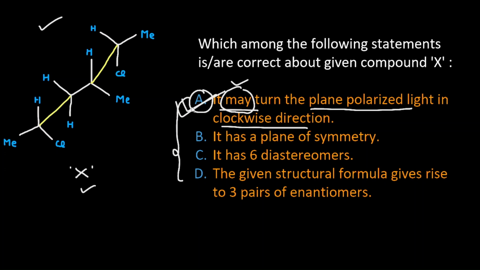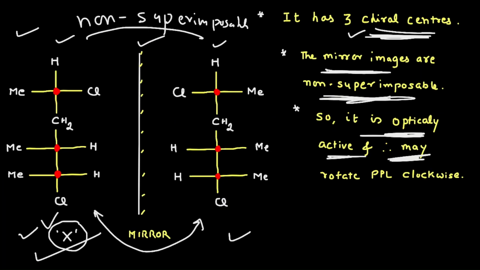Now coming to option number B, it has a plane of symmetry. Now you should understand, if this compound had a plane of symmetry, then the two mirror images you have drawn must be overlapping on each other, must be superimposing on each other, because if you have a plane of symmetry in a compound, that compound must be optically inactive, and if it is optically inactive, it will definitely superimpose on its mirror image.